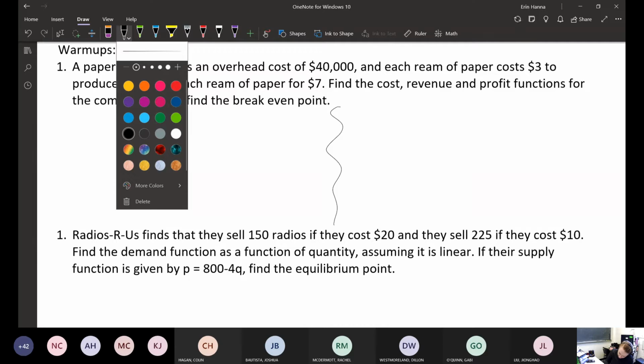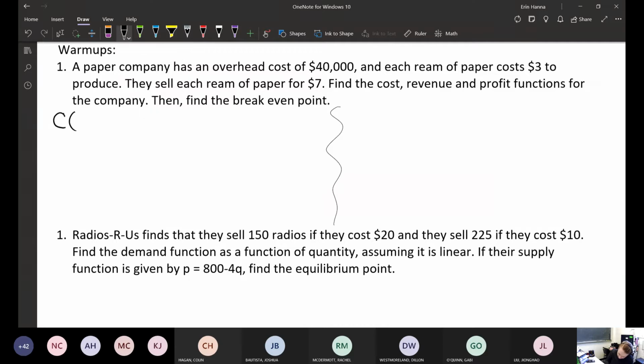So we've got our cost equation, which is made up of our fixed and our marginal. So our fixed would be the 40,000 plus the marginal of 3Q. Revenue: they sell them for $7, so that would be 7Q.